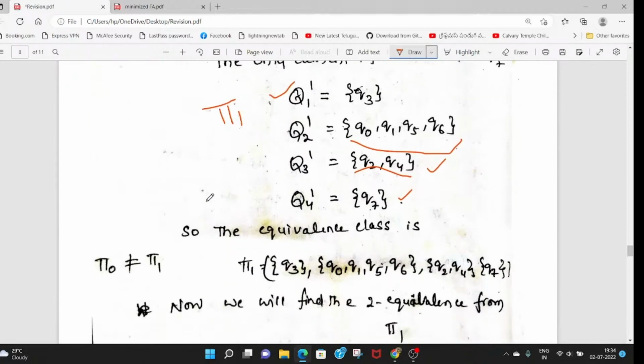Now you have to find the second level by using the output from Q1. For comparison, where we have only one state we need not compare, where we have 4 we have to compare, and where we have 2 we have to compare. So how are we going to compare? Q0 with Q1, Q0 with Q5, and Q0 with Q6.